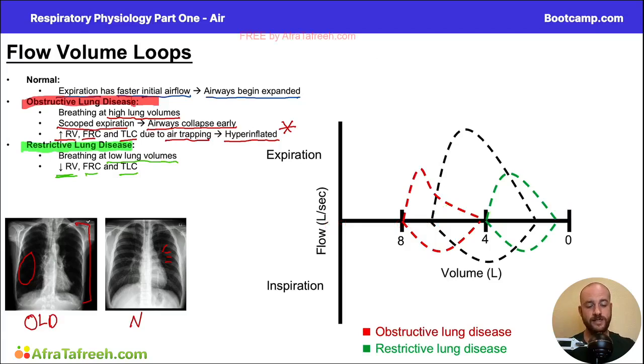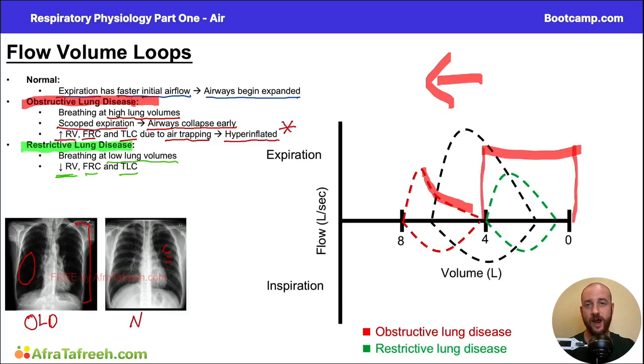All right, so just to summarize here, obstructive lung disease patients breathe at very high lung volumes. They have early airway collapse, which causes them to have a scooped expiration curve. And due to that airway collapse, we get a lot of air trapping, which is going to increase their residual volume. And as a result, their FRC is going to be increased, and their total lung capacity is going to be increased. And in contrast, restrictive lung disease patients breathe at very low lung volumes. They have very little air trapping, and so they have a very decreased residual volume, and so they also have a very decreased FRC and a decreased total lung capacity.